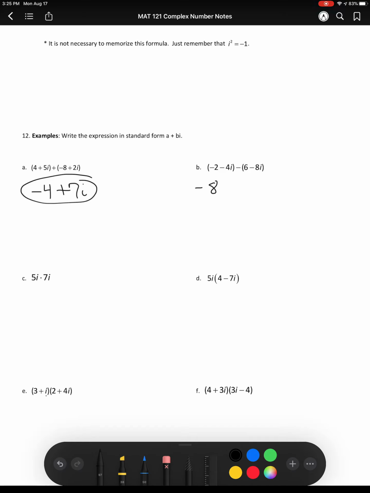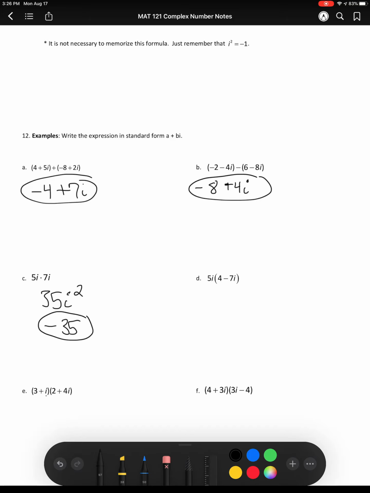Negative 2 minus 6 is negative 8. Negative 4i minus negative 8i: when you subtract a negative, you add, so that's going to be plus 4i. If you multiply 5i times 7i, that's 35i squared, and i squared is negative 1, so this is negative 35.